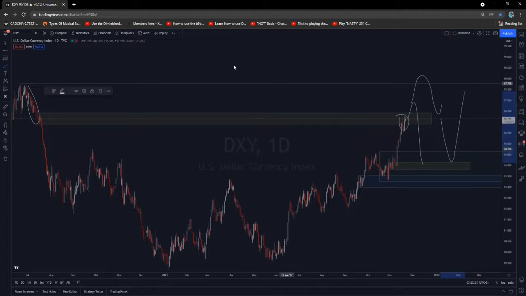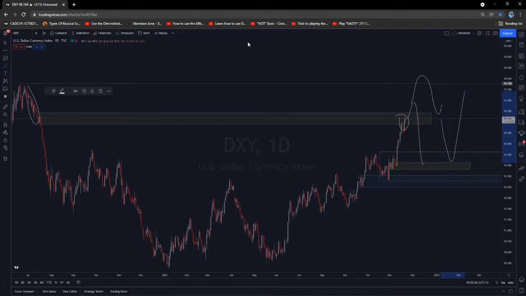So I hope this made sense. If you don't know what I'm talking about, there are lessons posted in the description box below, or you can go to the playlist labeled Smart Money Concepts, and it will give you an idea of what I'm talking about. But yeah, this is all I see on the dollar index.